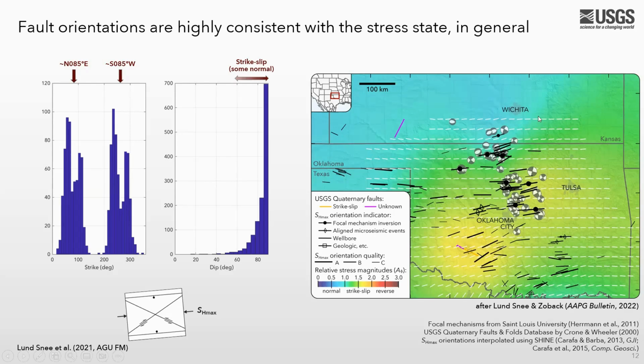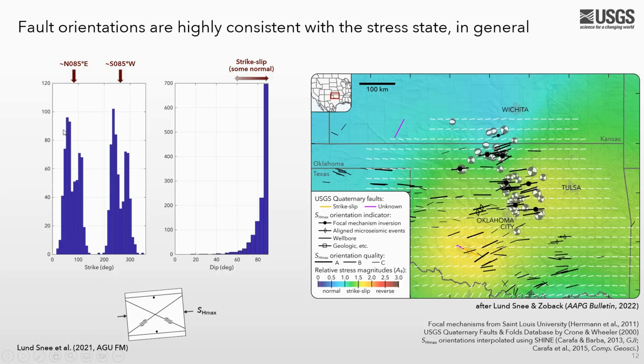Since we know the state of stress in the area, we can compare the orientations of faults to what's known about the state of stress. This is a map of the Oklahoma, southern Kansas area from a recent paper by Mark Zoback and me in AAPG Bulletin. The black lines represent measurements of the maximum horizontal principal stress orientation, mostly from borehole measurements. And the color represents the style of faulting. So in this area, we have mostly strike slip faulting. That's the green color with some normal faulting. SHmax is about north 85 east or so, close to east-west.